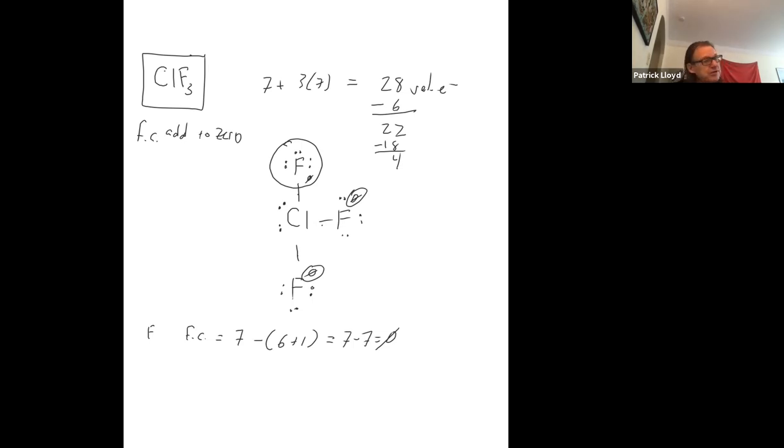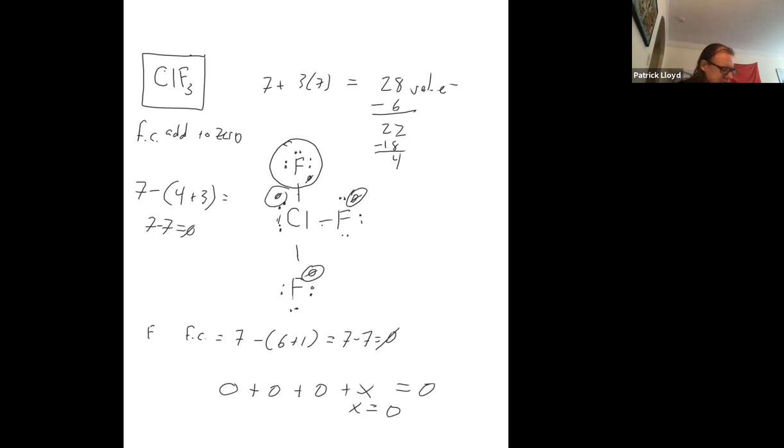So that means the chlorine is going to have to work out to 0, right? If all those are 0 and they have to add up to 0, 0 plus 0 plus 0 plus x equals 0, you know that x has got to be 0, right? So let's see. Chlorine has 7 valence electrons, minus it's got 2 lone pairs, so that's 4, and 3 bonds, which is 3. 7 minus 7 equals 0. And there you go. Cool. We got it. All right.